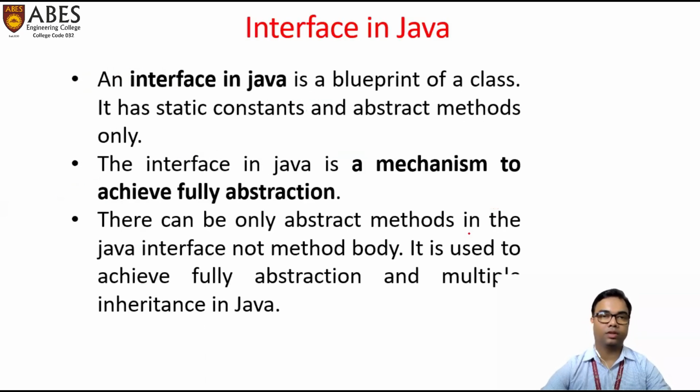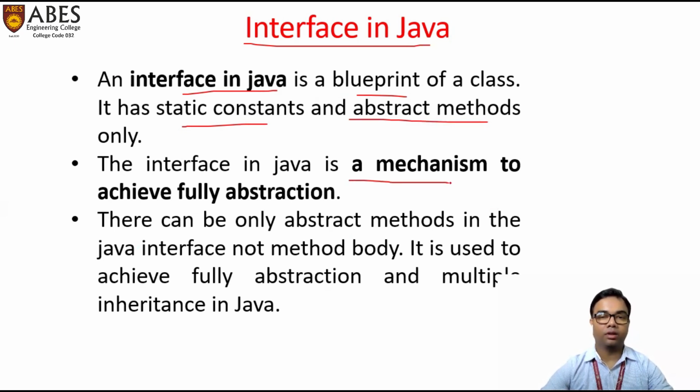implement an abstract class. The second concept is interface. An interface in Java is a blueprint of a class that has static constants and abstract methods. The interface in Java is the mechanism to achieve full abstraction. Why is it full abstraction? Because in the abstract class, we have abstract as well as non-abstract methods, but in an interface, we have full abstraction. Later on, this concept is also changed in the higher versions of Java, which we will study later.